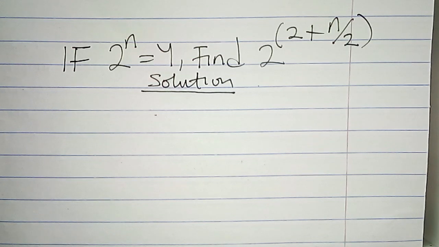Alright, before us right now we have a problem which we have to solve. So let us do it the Hallelujah way. Alright, they say that 2 raised to the power of n is equal to y. Find 2 raised to the power of (2 + n)/2.